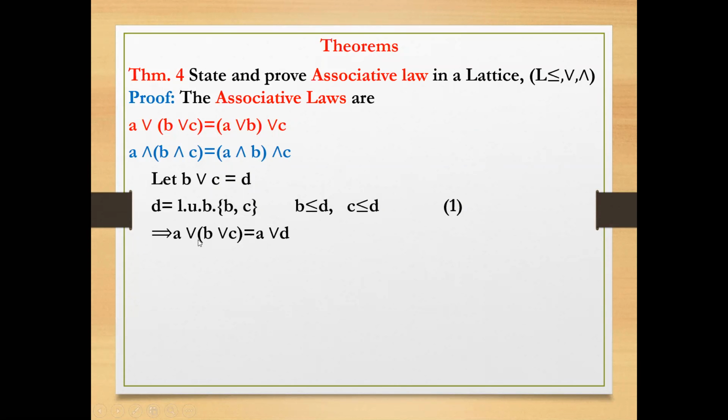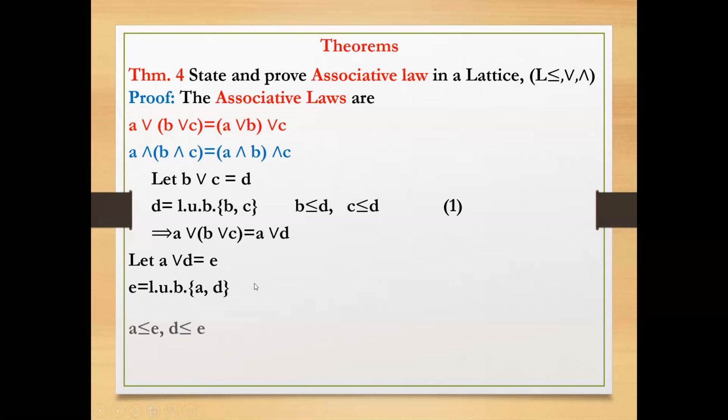So that means if you have solved this bracket B join C, now you are remaining with A join D, because B join C, the answer we supposed D, so the remaining term is A join D. Now if we have to solve the whole left hand side, then now we have to solve A join D. So let us suppose A join D is equal to E. The join of A and D, we supposed it E. So E is the least upper bound of A and D.